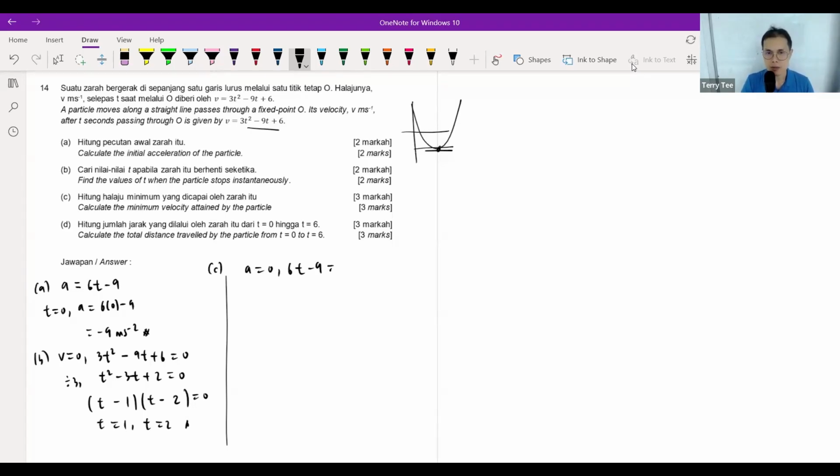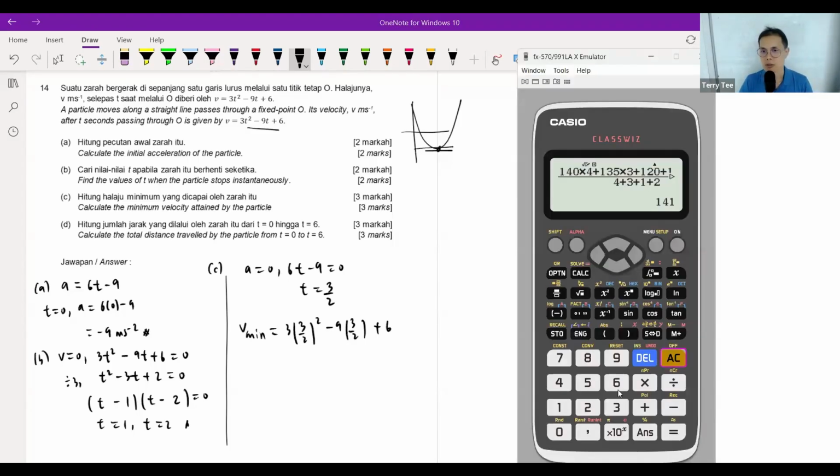6t minus 9 equals 0. 9 divided by 6, t is 3/2. Take this 3/2, put inside your v. That will give us the minimum, right? Put inside your velocity function, 3 times (3/2) squared minus 9 times 3/2 plus 6. Okay, use your calculator.